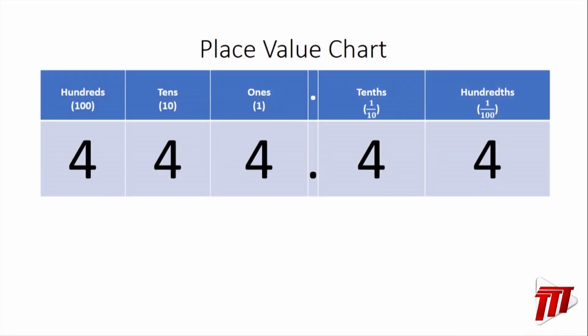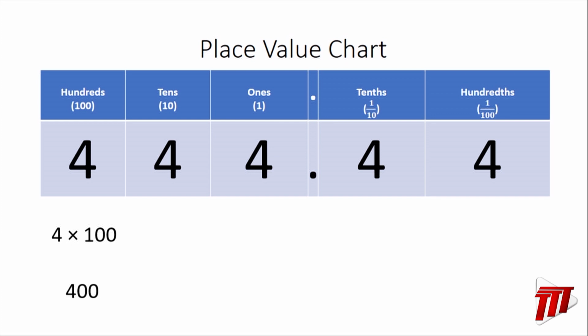A common error when asked about the value of a digit is to consider the place that the digit is in and give that place as the answer. For example, when asked what is the value of this 4, it's in the hundreds place. Sometimes students respond by saying the value of the 4 is hundreds. Hundreds is the name of the place, but in order to determine the value of the 4, we have to multiply 4 by 100, and that gives 400.